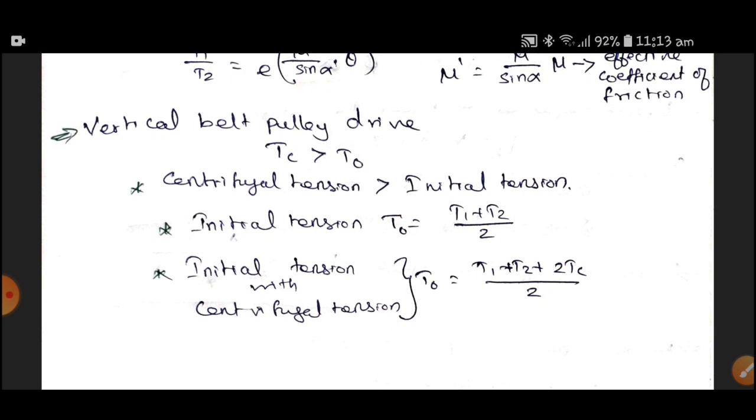I hope that you have got enough details about the belt drive. With this, I am closing the belt drive session.